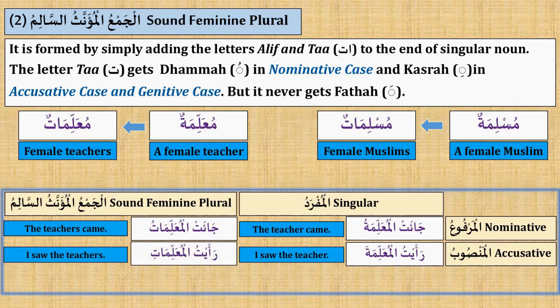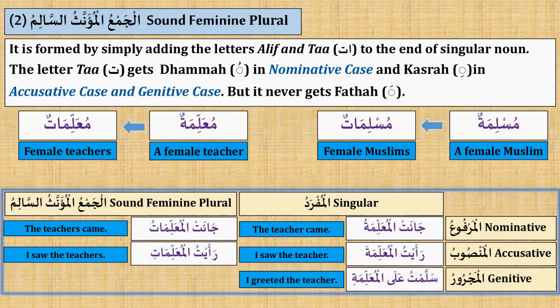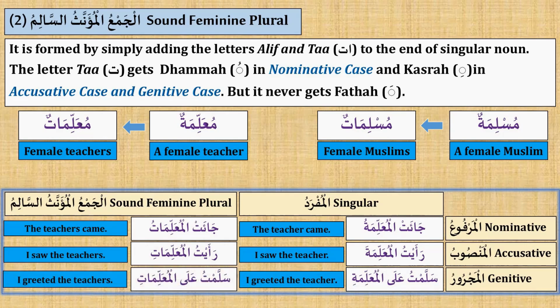I saw the teachers. The next case, Al-Majur genitive case. سلمت على المعلمة, I greeted the teacher, and the plural is سلمت على المعلمات. I greeted the teachers, female teachers. As we see, in both cases it gets كسرة. رأيت المعلمات. سلمت على المعلمات.